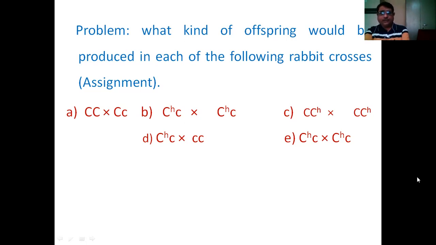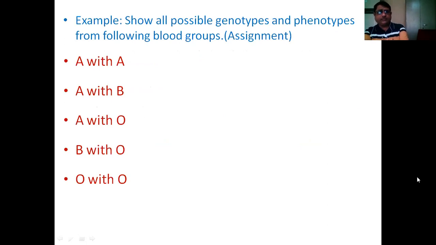So you take it as an assignment, and this is another example, just for your practice purpose. The individual A is crossed with another individual. Here the individual A might have the genotype I^A I^A, or I^A I^O, or I^A small i. So you consider all the possibilities and try to make the matings among these individuals, and you have to find out what will be the progeny or offspring. Okay, so this is the assignment for you.